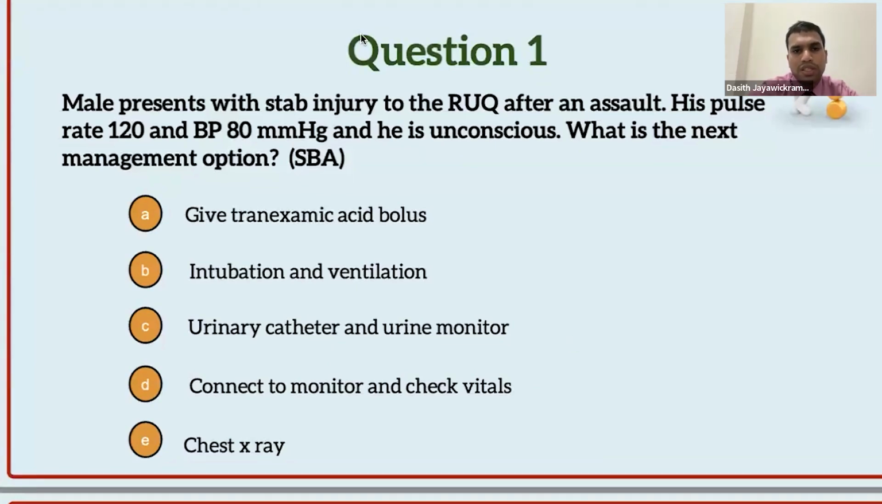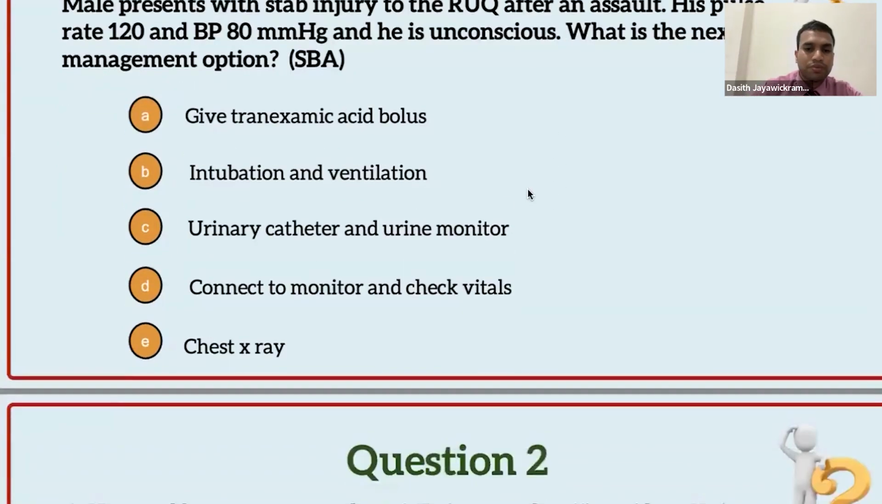Okay, somebody has put a message. B. Yes. Very good, Girindu. Because what we discussed is the ABCD approach. If the patient is unconscious, that is GCS 3 out of 15. As I said, if the GCS is less than 8, that is an indication for a permanent airway. We need to put a permanent airway. So, intubation and ventilation should take priority rather than giving tranexamic acid or connecting to monitors. Okay, very good. You understood the concept.